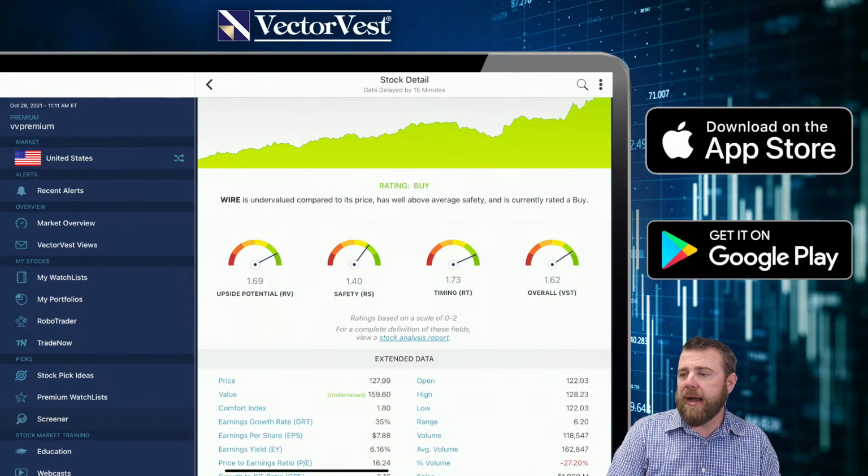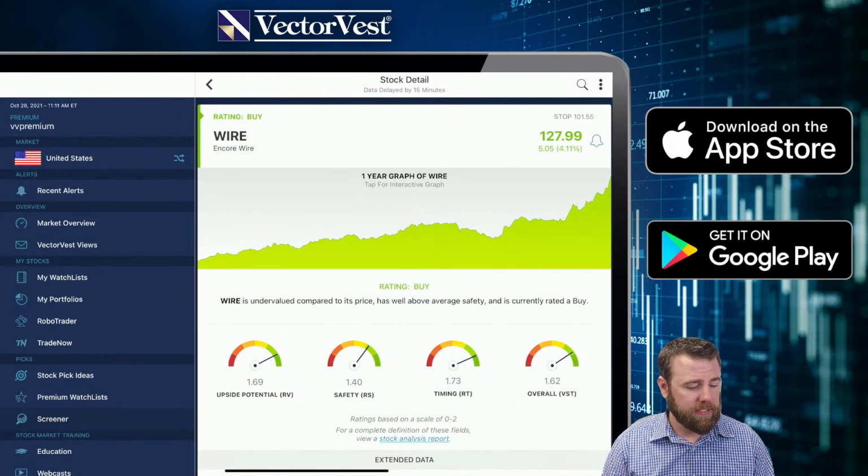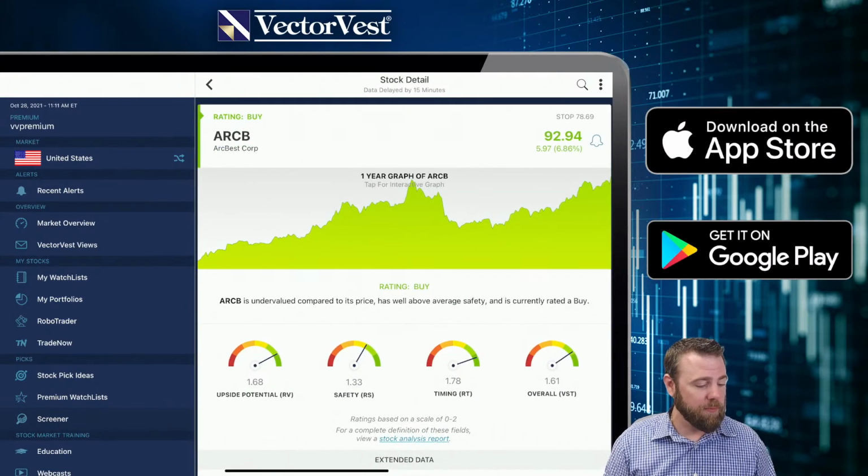VST would say buy this today, right? Would you? This stock, if I needed to replace it, if I like the stock, yeah, I don't see why not. All right, let's take a look at the next one.